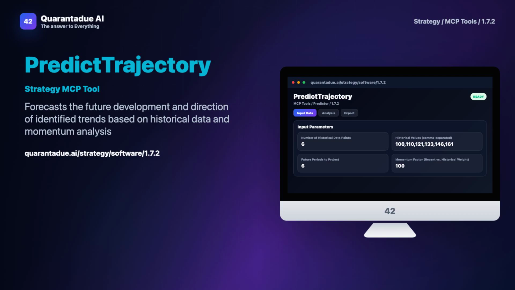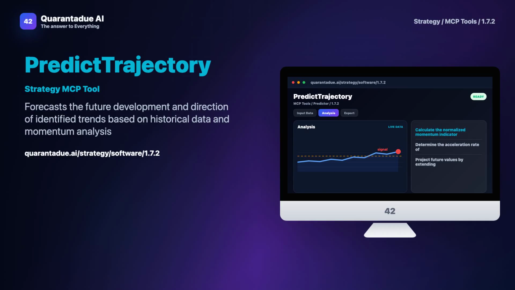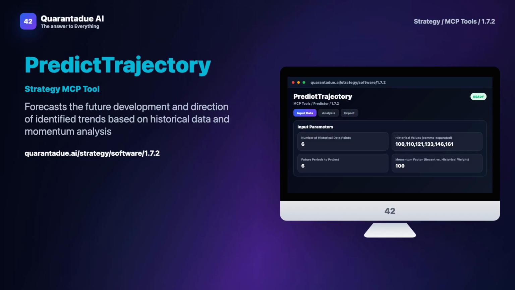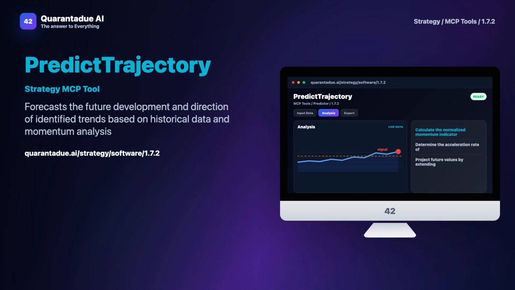Predict trajectory is strategy software for a specific operational decision. It forecasts the future development and direction of identified trends based on historical data and momentum analysis. This video explains what the tool does, why the workflow matters, and how the output becomes useful decision evidence.